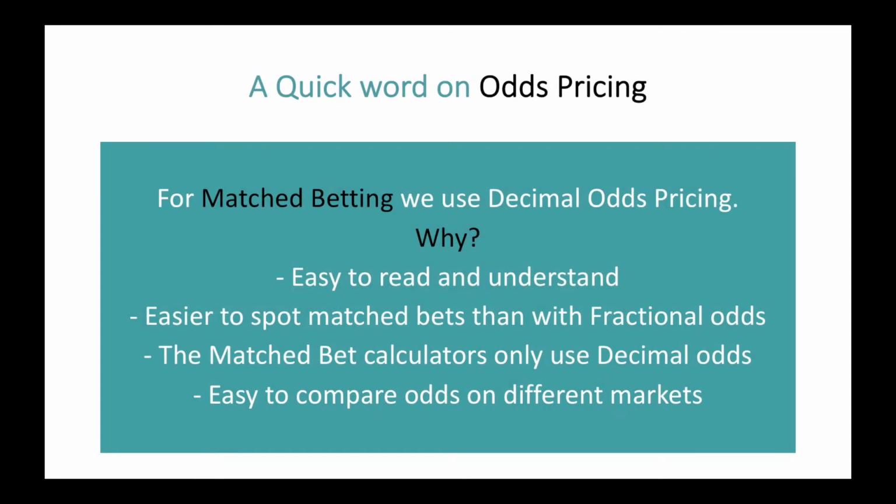Here is a quick word on odds pricing. Now with match betting, we use decimal odds pricing. Now why is this? Firstly, this is because they are much easier to read and understand than fractional odds. Secondly, it's much easier to spot match bets than using fractional odds. The match bet calculators only use decimal odds, and also it's easy to compare the odds on different markets.